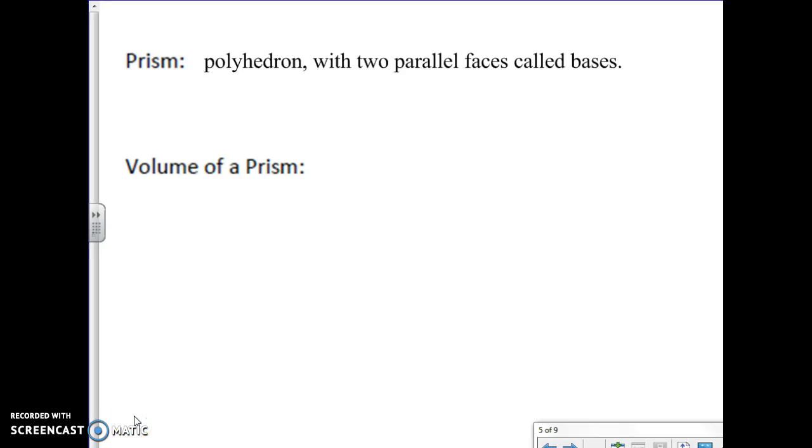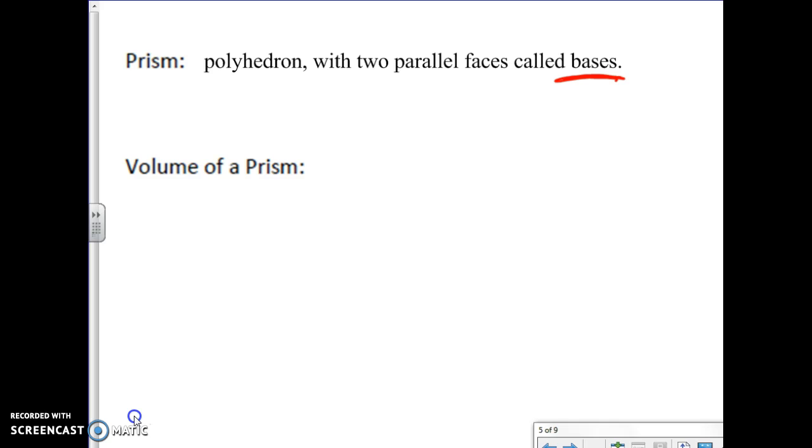Okay, so since we've talked about the idea of area, now we want to dive into the idea of volume. And the first figure that we want to look at is something called a prism, which is a polyhedron, which is a shape with two parallel faces called bases. And that's the big thing, is we want to identify what those bases are of my polyhedrons or my prisms.